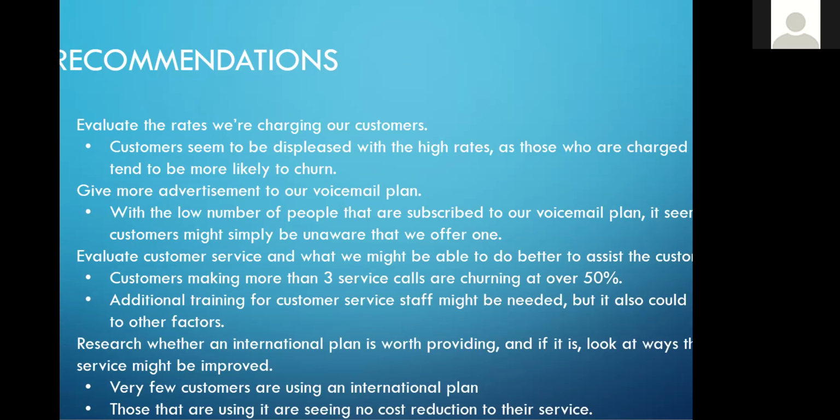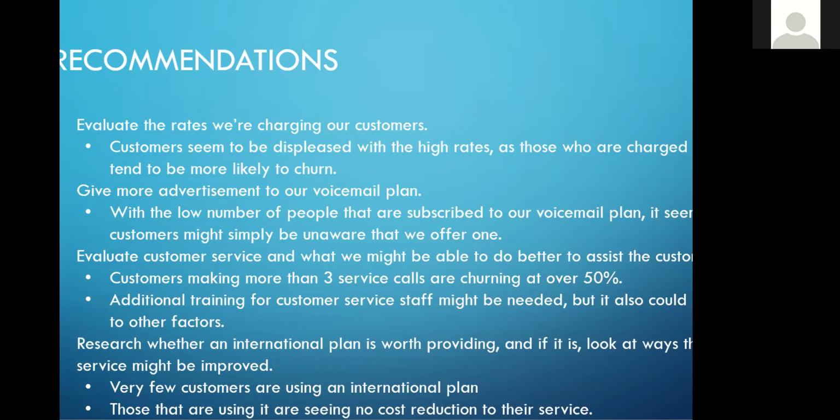We'd also like to evaluate customer service and what we might be able to do to assist the customer. It's not great when customers have to make 3 or more calls and then immediately turn off the service. Half of them are doing that. So that's not a good thing. Also, given the number of customers that churn after just one call, that also could be tied in with cost. People calling customer service lines to complain about the cost of their service and seeing what we might be able to do to reduce their cost, and then being dissatisfied and immediately canceling their service.